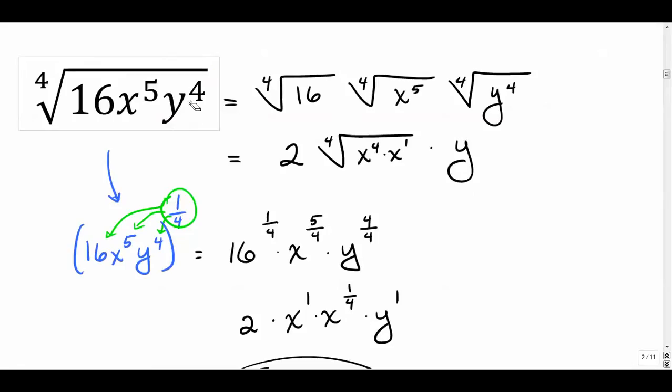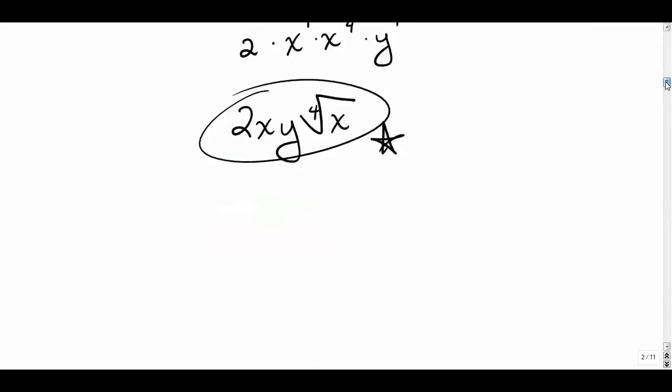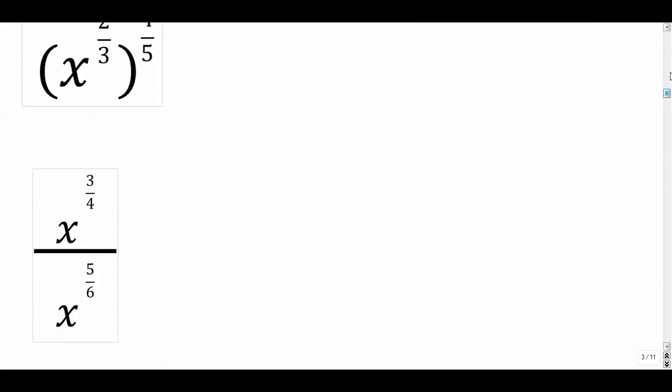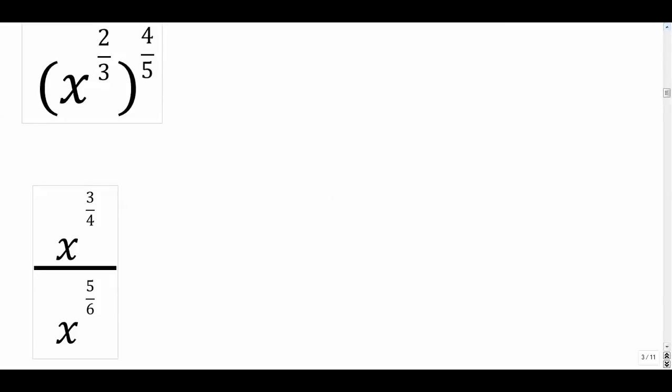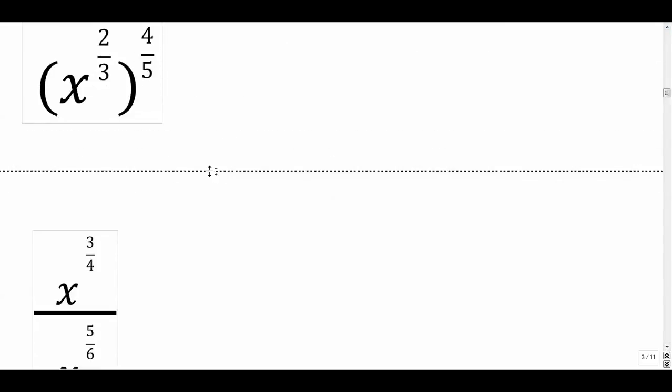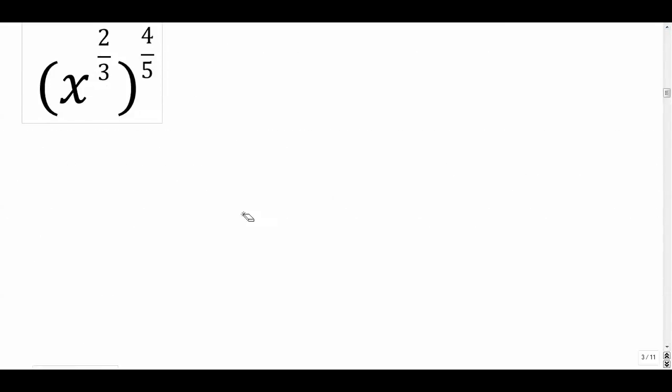But let's get back into it here. I'll try to present some options for you for this one. Let's see what we can do. So I've got a power to a power. Remember, you multiply these, so we have x to the 8 over 15. So this is the 15th root of x to the 8th. And that actually can't be simplified, so I'm done.